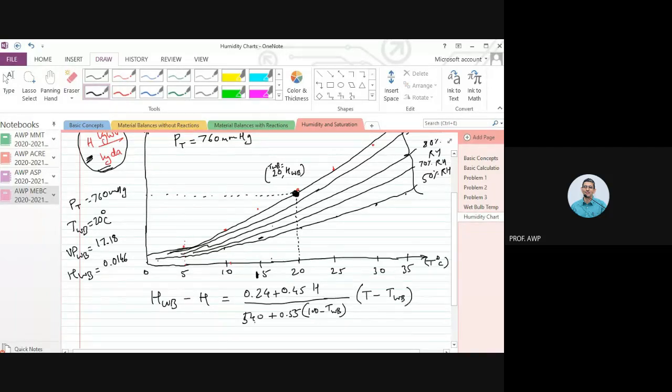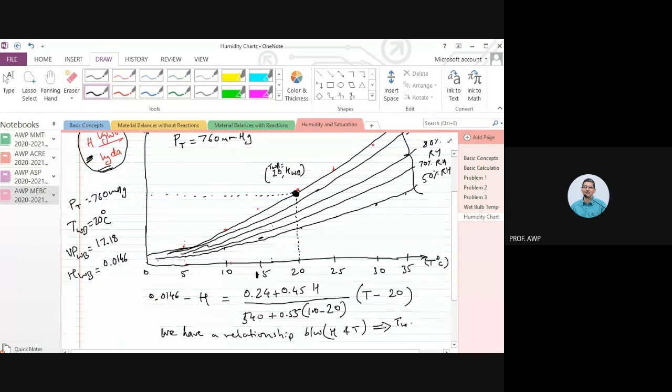if I put these values in this equation, HWB is 0.0146, TWB is 20. Don't I have a relationship between H and T? Yes, sir. This relationship between H and T corresponds to a wet bulb temperature of 20 degrees centigrade. Are you with me? Is that okay?